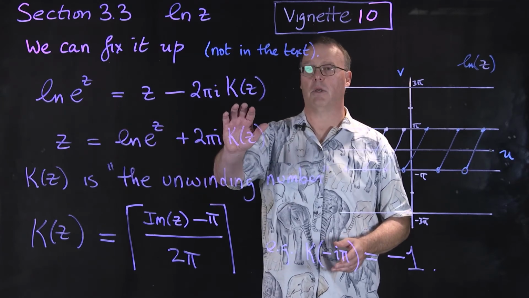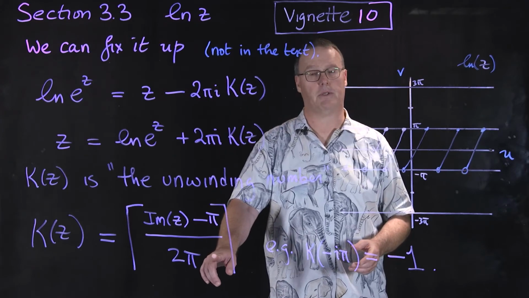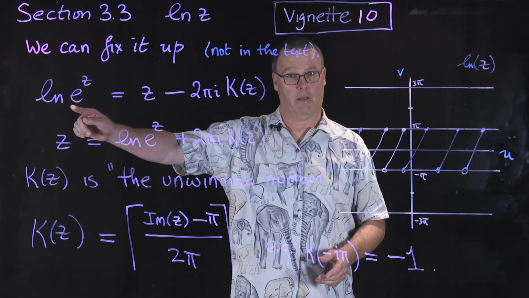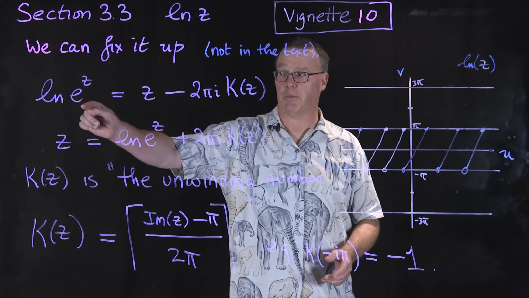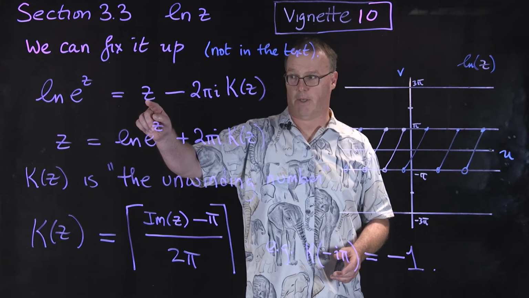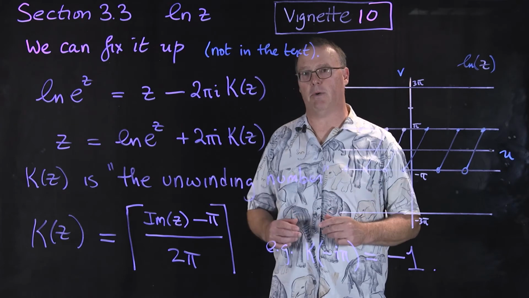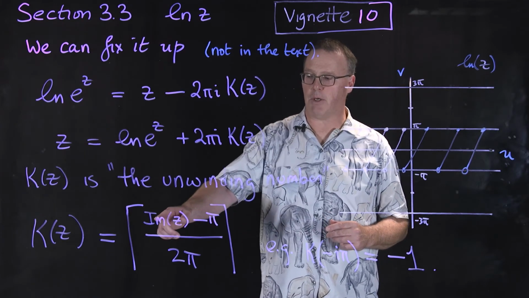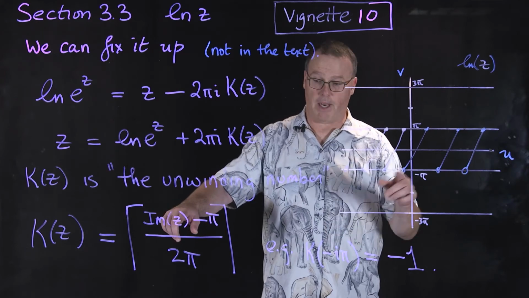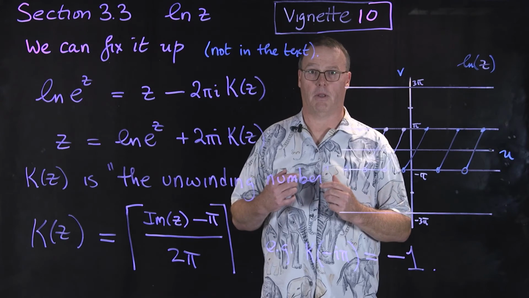So I'd like you to be aware that this relationship exists. I'd like you to be aware that there is such a thing as the unwinding number. I'd like you to be very aware that when you're simplifying logarithms of exponentials, you don't get the function here unless the unwinding number is 0. Sometimes the unwinding number is 0. If the imaginary part of z is less than or equal to pi, and it's bigger than minus pi, then the ceiling will be 0.